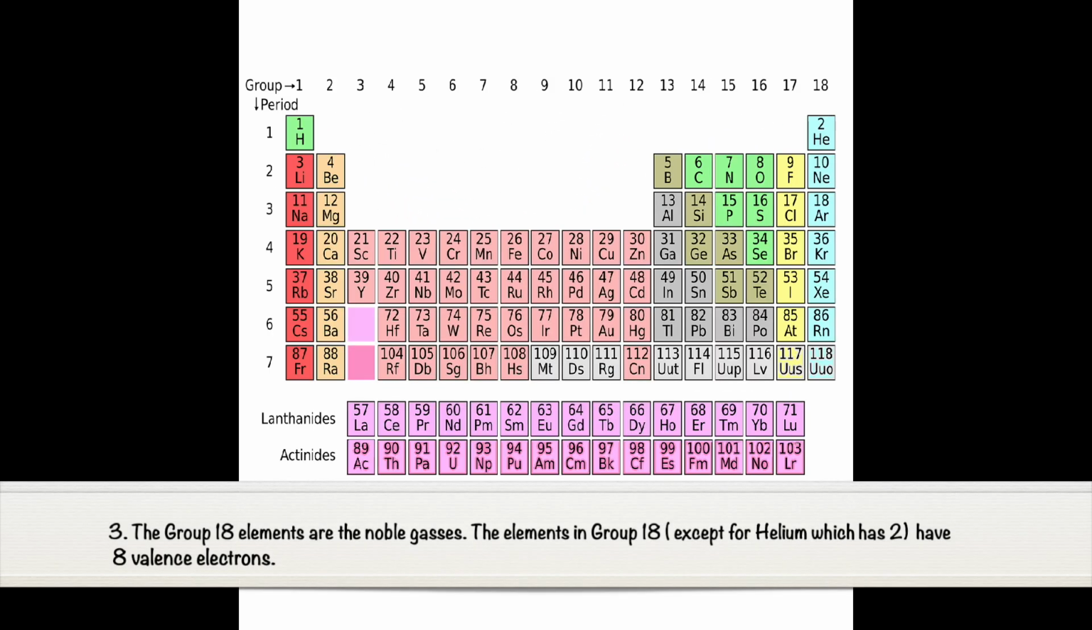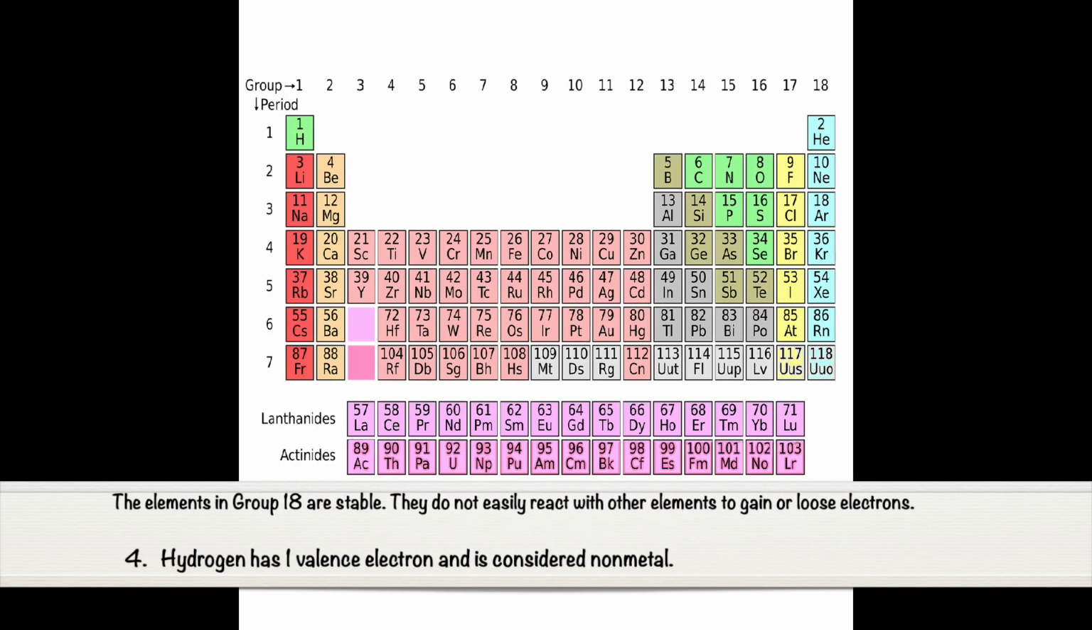The Group 18 elements are the noble gases. The elements in Group 18, except for helium which has 2, have 8 valence electrons. The elements in Group 18 are stable. They do not easily react with other elements to gain or lose electrons. 4. Hydrogen has 1 valence electron and is considered a nonmetal.